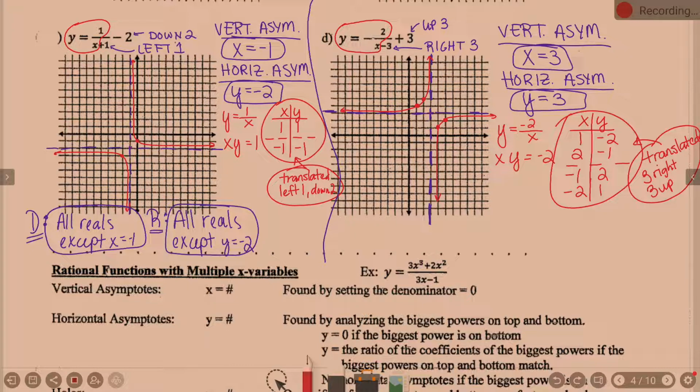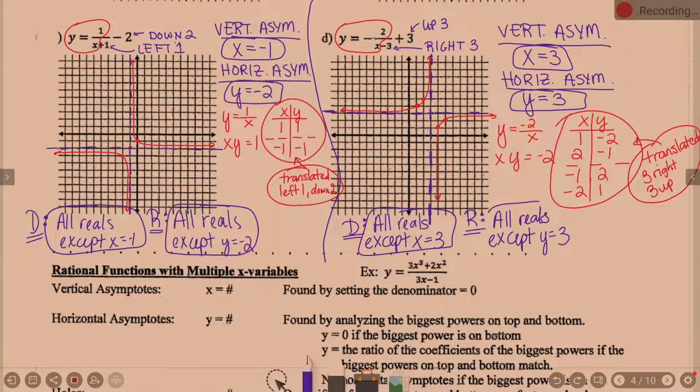And if you haven't already, what else do we need to write down? Domain. All reals except, its domain, so it's going to be x equals something. X equals 3. Range. All reals except y equals something, and it was y equals 3.